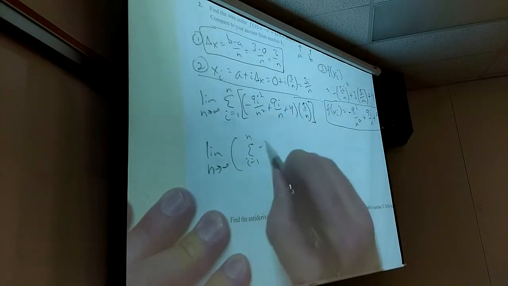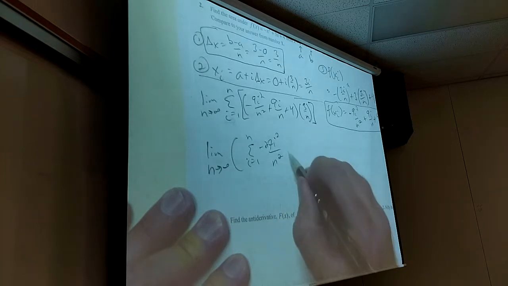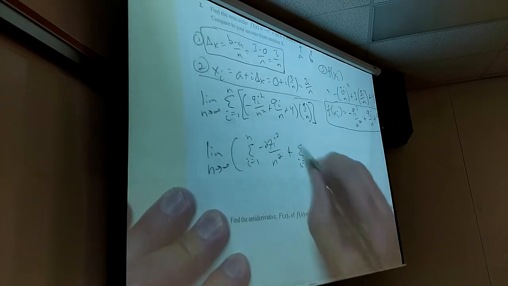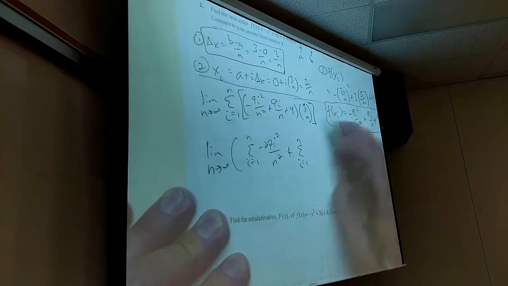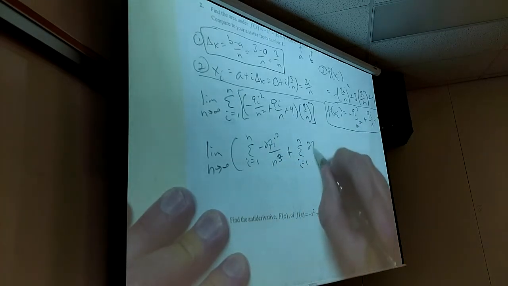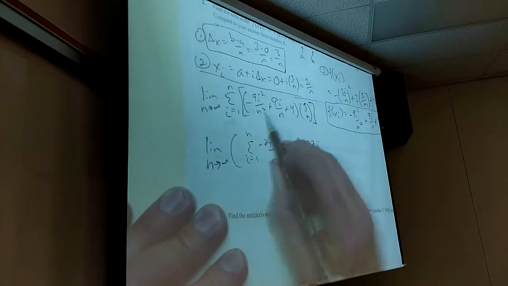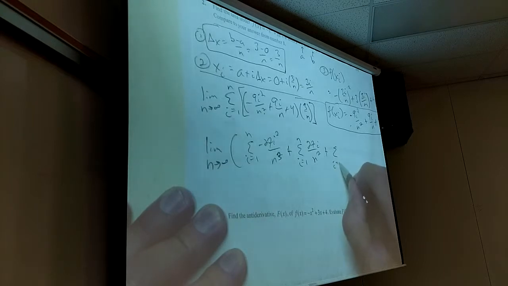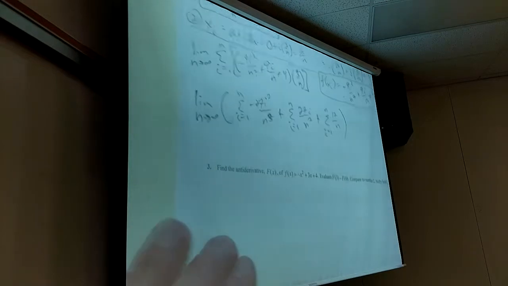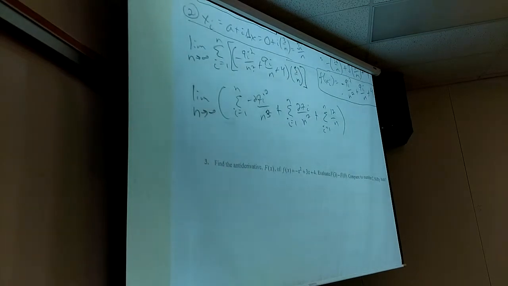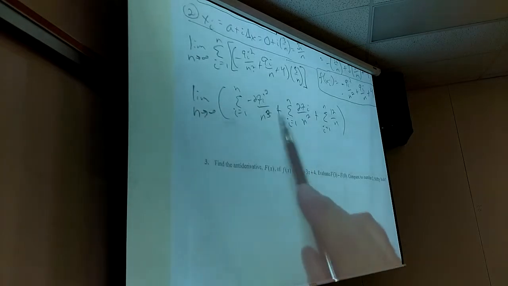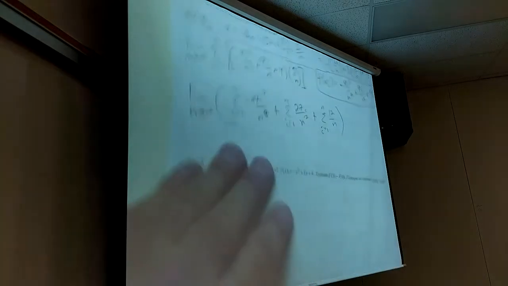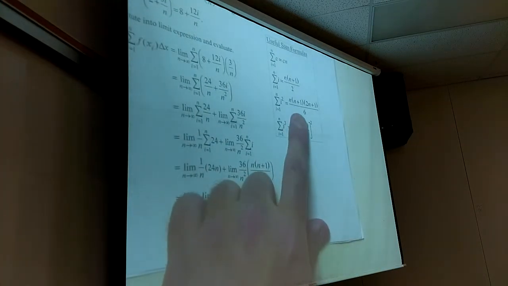So this will be negative 27 i squared over n cubed, plus the sum of 27i over n squared, right, n squared times n, and then plus the sum i equals 1 to n of 12 over n. So I distribute and I break my sums up so then I can look at each piece separately. And you can see there's going to be where the i squared comes in. That's going to be where I need this.